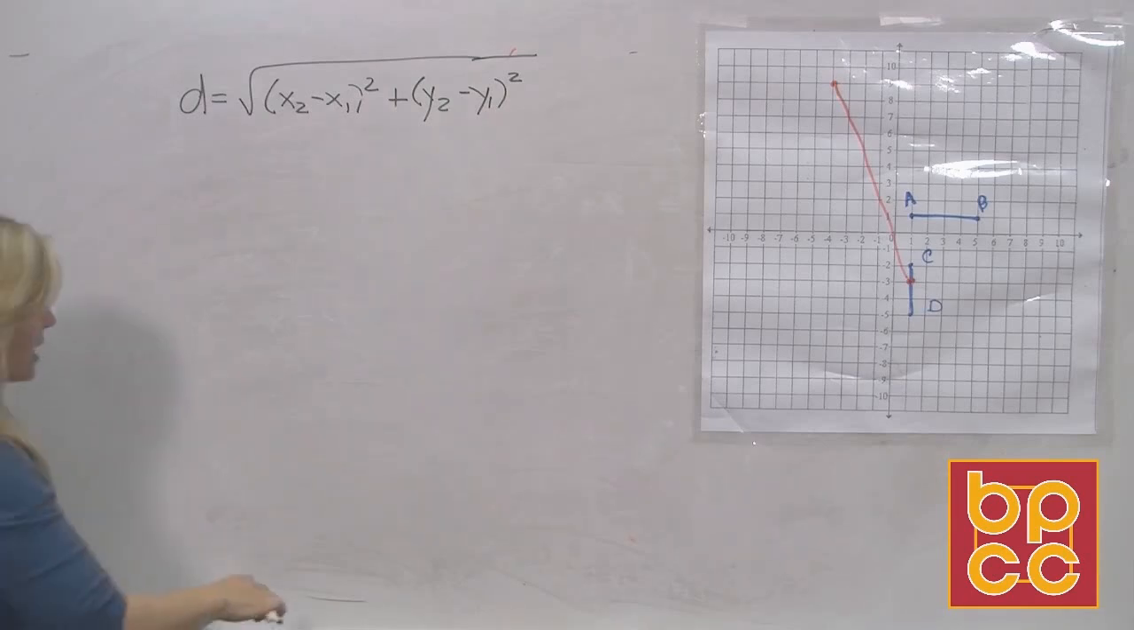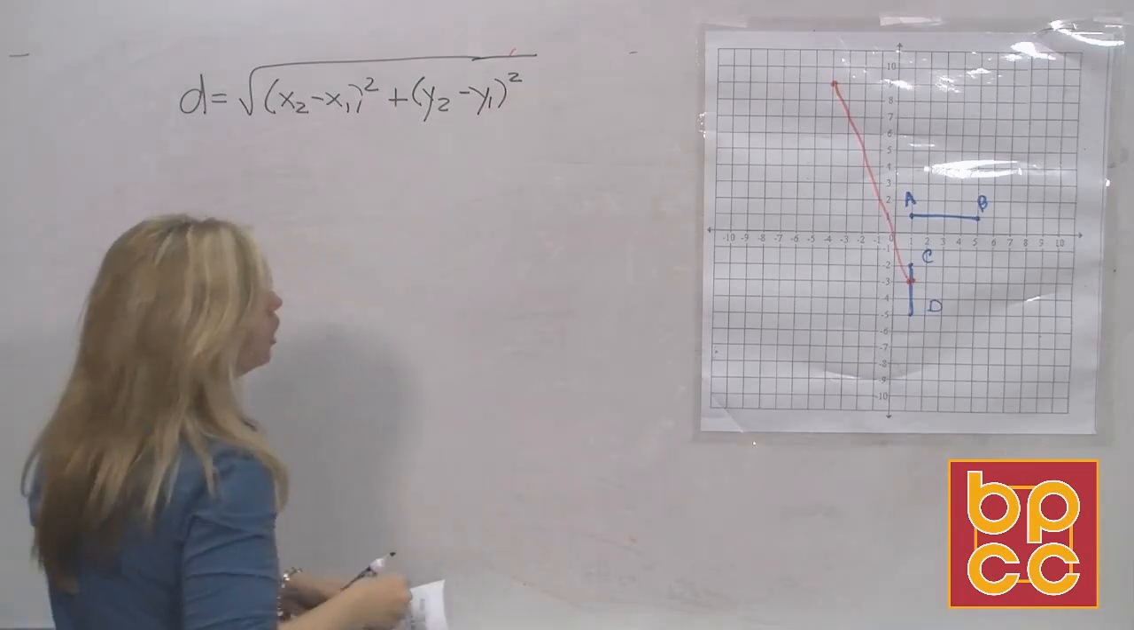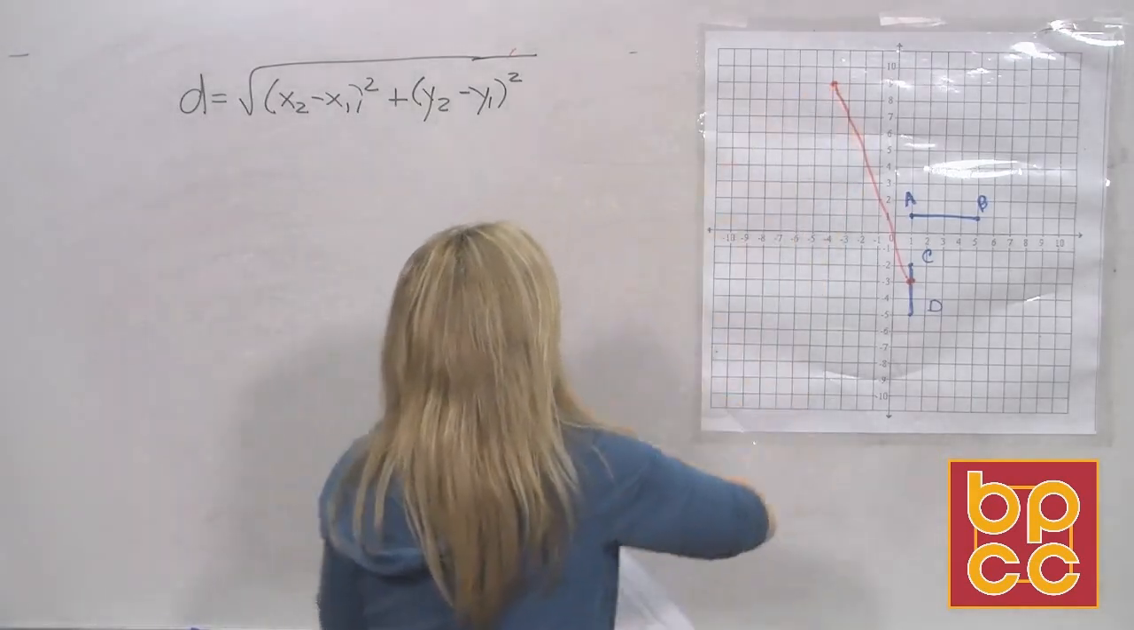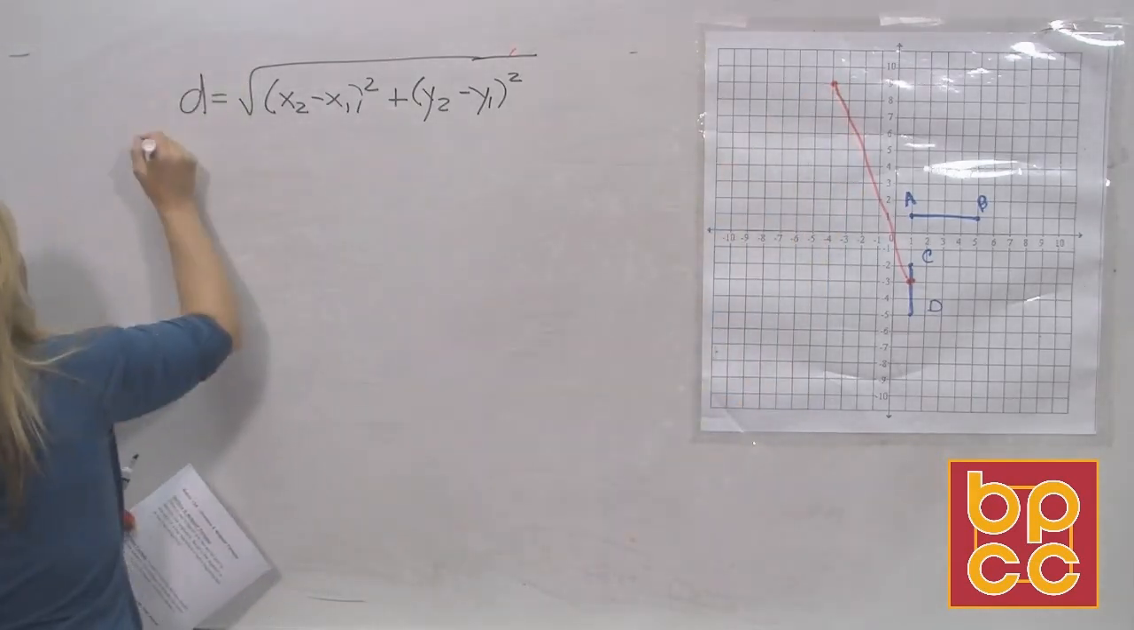What we want to do is we want to take our 2 points, our 2 endpoints, which here were negative 4, 9. So I'm going to put them here.